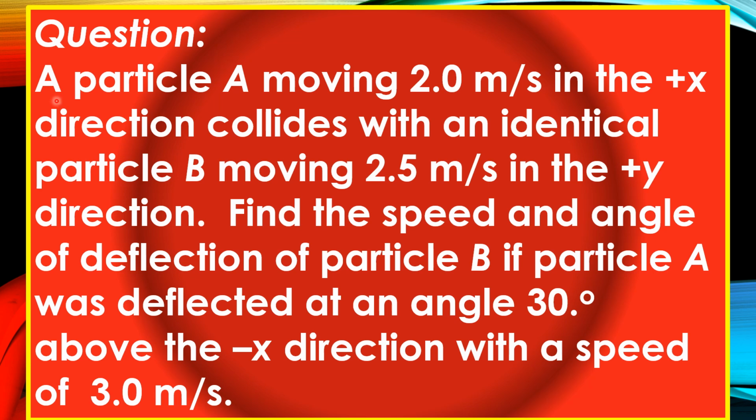The question is, a particle A moving 2.0 meters per second in the positive x direction collides with an identical particle B moving 2.5 meters per second in the positive y direction. Find the speed and angle of deflection of particle B if particle A was deflected at an angle 30 degrees above the negative x direction with a speed of 3.0 meters per second.